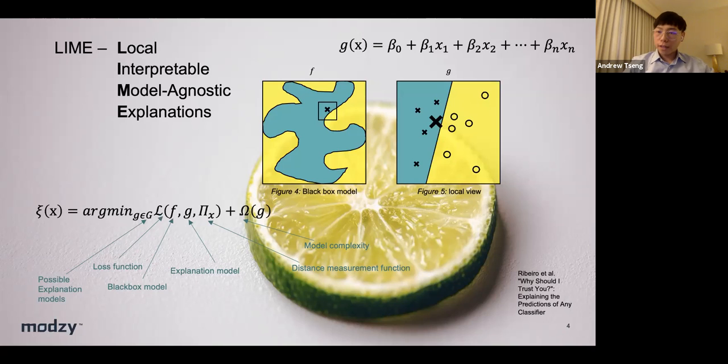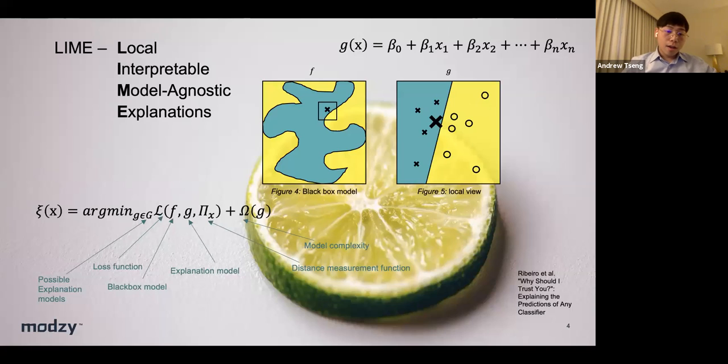So let's say we have a cat image and we have a convolutional neural network, which is a black box model. What LIME does is that it perturbs that input, the cat image, into different inputs, the perturbed inputs, and then uses these perturbed inputs to learn a new linear model. And since it's a linear model, like a linear regression model, it's self-explanatory. So now the beta coefficients are the explanations itself. So basically, this is what LIME does.